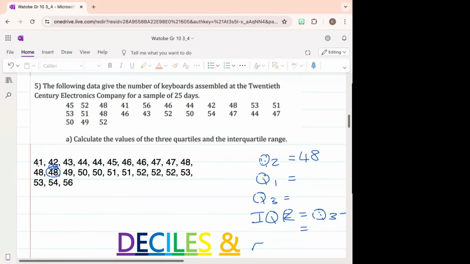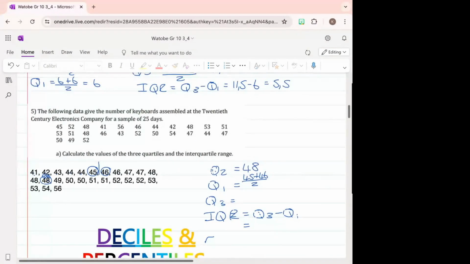That was 13. I'm left with 12 numbers now, so that's even. Got a bit of a problem. So 1, 2, 3, 4, 5, 6, and 7. It's going to fall between there. So I'm going to show my workings to help you guys out. 45 plus 46 divided by 2 gives me 45,5.